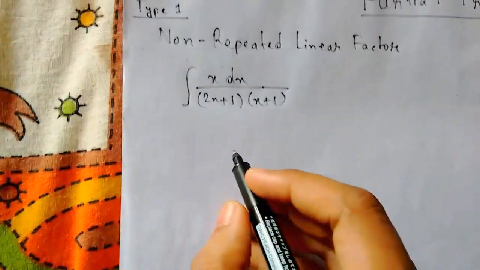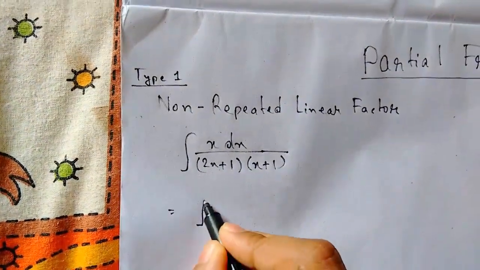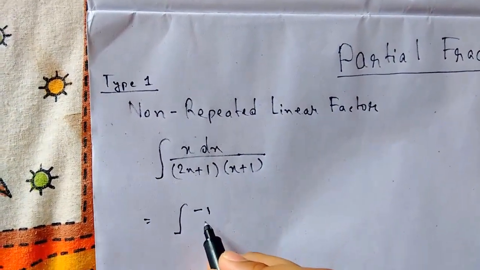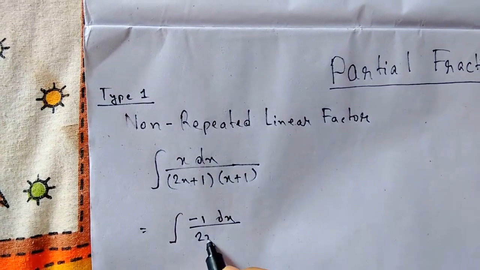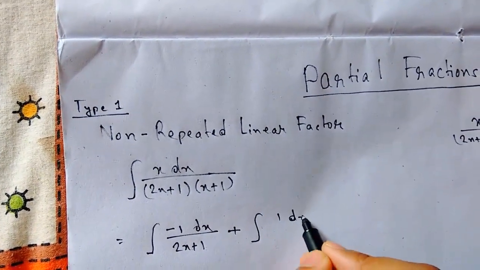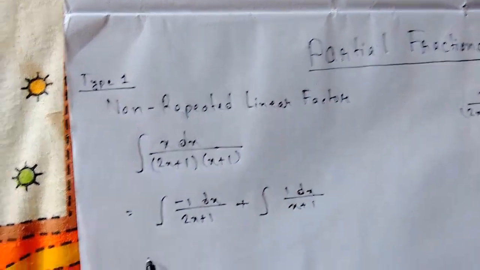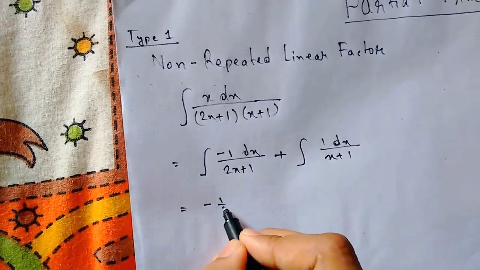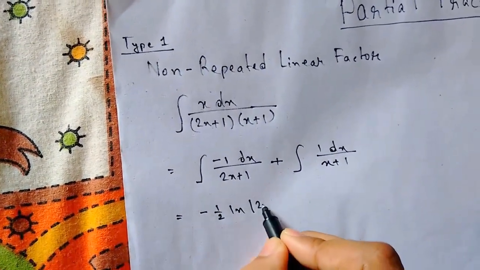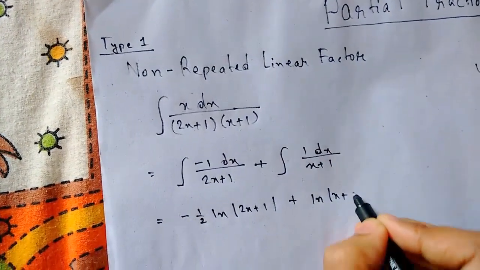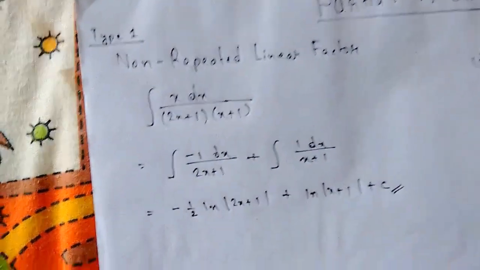Now we can put in these values and solve our question like this: the integration of minus 1 dx upon 2x plus 1, plus the integration of 1 dx upon x plus 1. Now we know how to solve this. It is equivalent to minus half ln mod 2x plus 1, plus ln mod x plus 1, plus C. Now here is the answer.